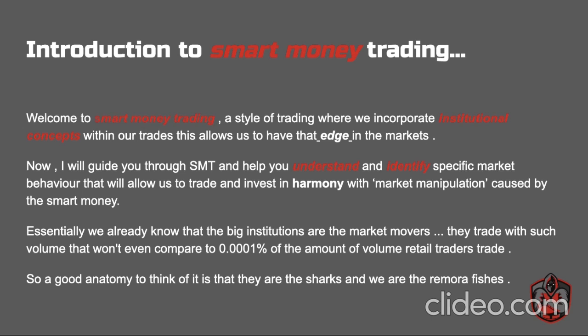Essentially, we already know that the big institutions are the market movers. They trade with such volume that doesn't even compare to 0.0000001% of the amount of volume us retail traders trade. A good anatomy that my mentor, Mark Fraser, taught me is that you got to think of it as this. The smart money are essentially the sharks, and we as retail traders are the remora fishes. Now, the remora fishes would follow the sharks and eat the sharks' leftovers. That's a good anatomy to think of it as.